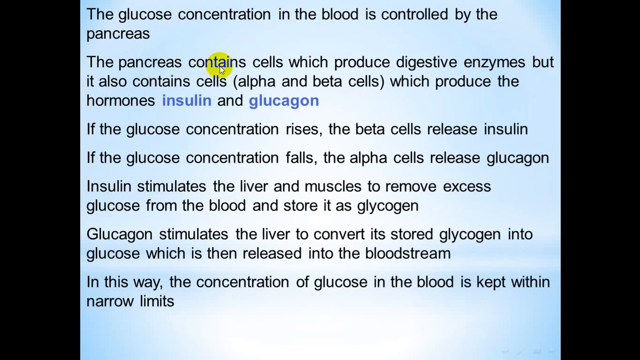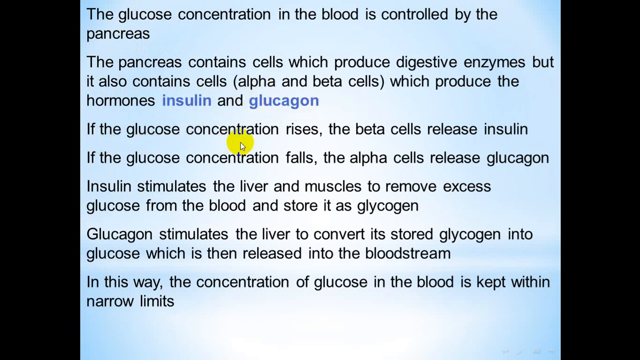The pancreas contains cells which produce digestive enzymes. But it also contains cells, alpha and beta cells, which produce the hormones insulin and glucagon. قلنا إنه البنكرياس يسيطر على تركيز الجلوكوز داخل جسم الإنسان، بالتالي راح تفرز لنا الإنسولين اللي هو يقلل لنا تركيز الجلوكوز والجلوكاجون اللي هو يرفع لنا تركيز الجلوكوز.